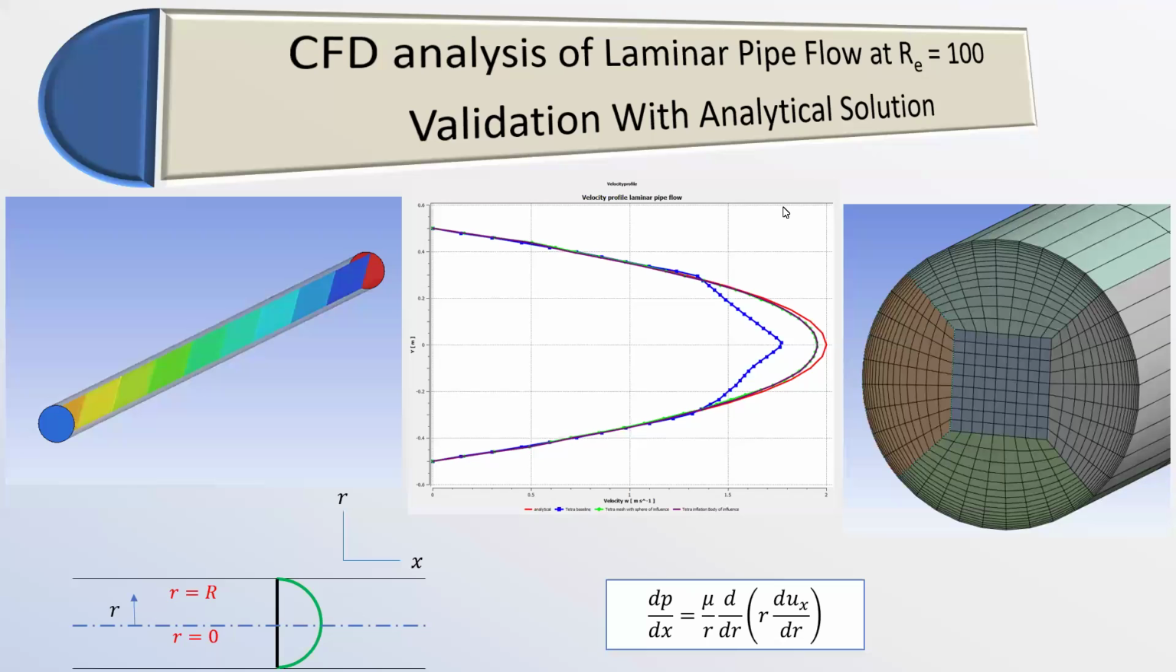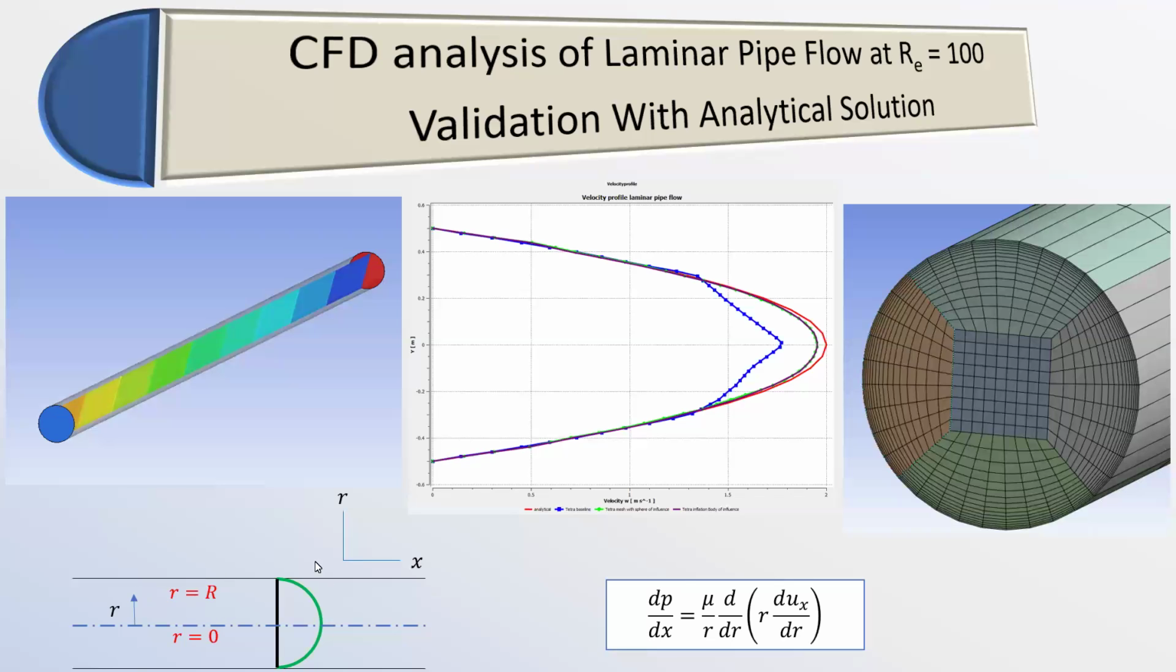Okay, so for example, I'm just giving an example. In this problem, we know the analytical solution of laminar flow in a pipe at a Reynolds number of 100. I will also discuss what the Reynolds number is, why the flow is laminar at this Reynolds number, what will happen in the analytical part of the problem, and then what will happen in the CFD part of the problem.